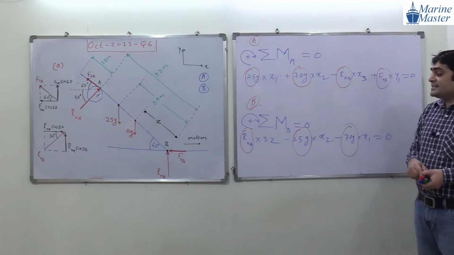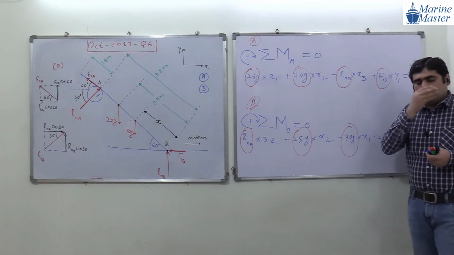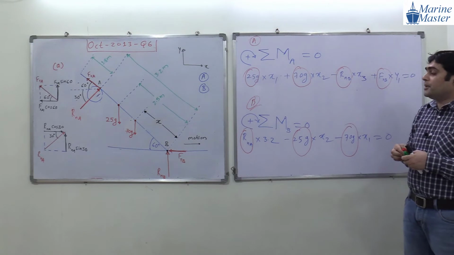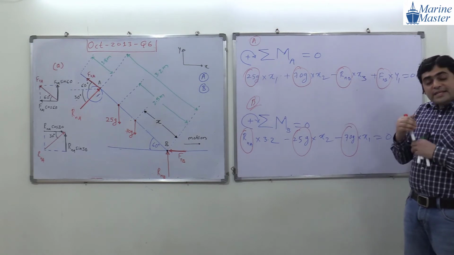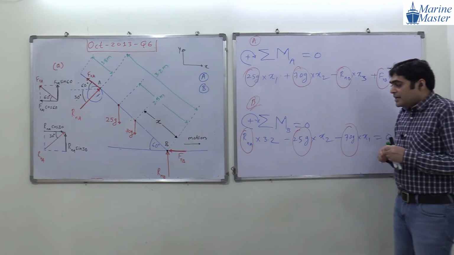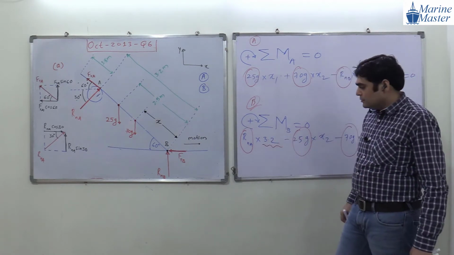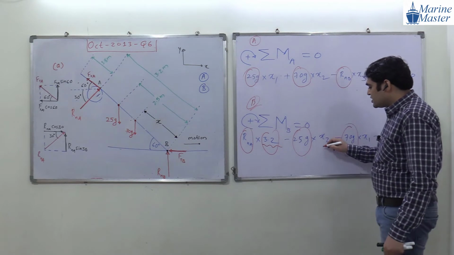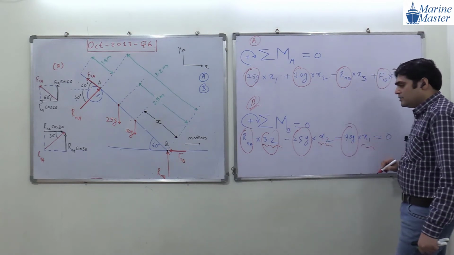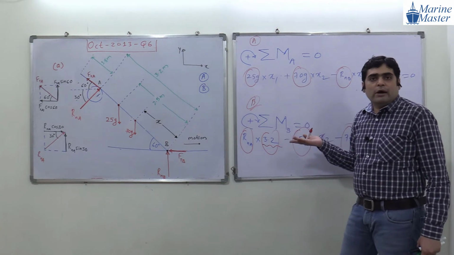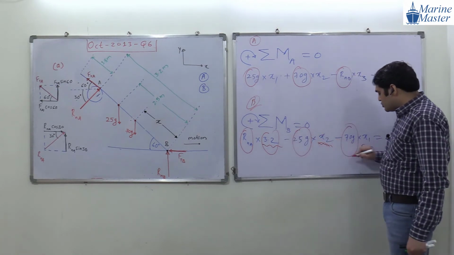And guys, there is one more benefit of B point. What is the one more benefit of B point? Here this distance we are getting directly, guys, 3.2. Here we just have to calculate x2 and x1. But this 3.2 we are getting directly, this perpendicular distance. So we don't have to do any calculation for it.